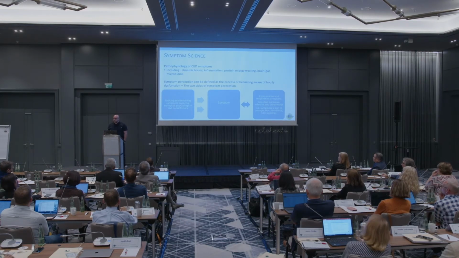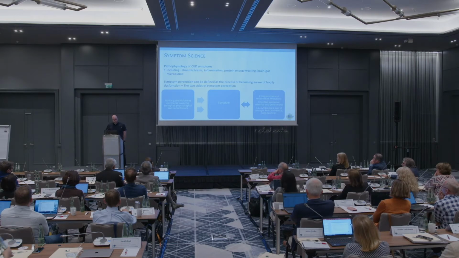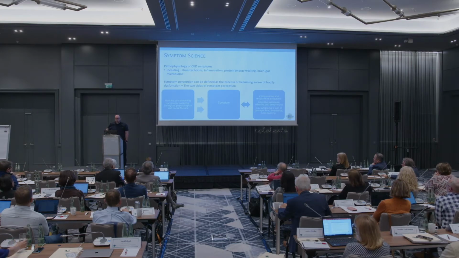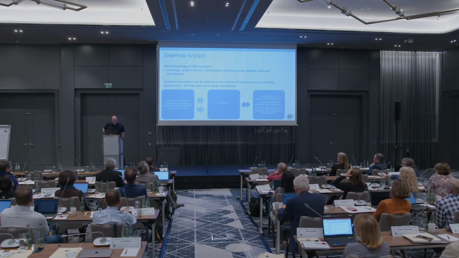So when we think about symptom science, we can break it up into two main areas. The first and really critical area is the pathophysiology of CKD symptoms, including some of the things that we've already mentioned, including uremic toxins, inflammation, protein energy wasting, the brain-gut microbiome, and even more recently I've discovered there's a brain-renal axis, for example.